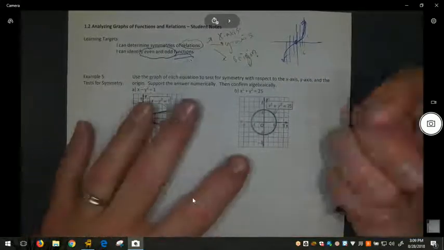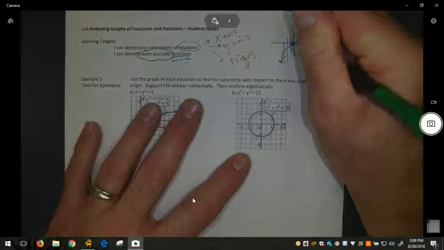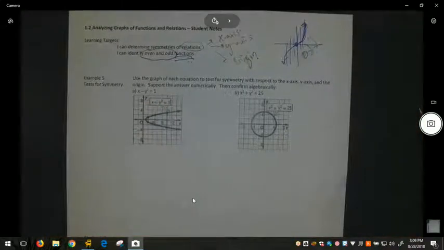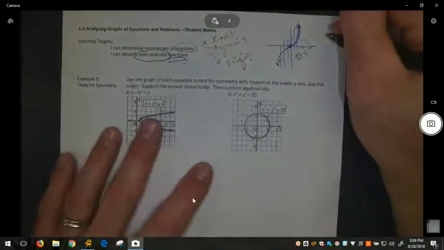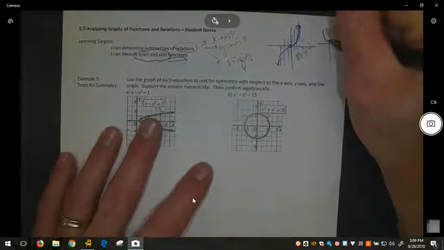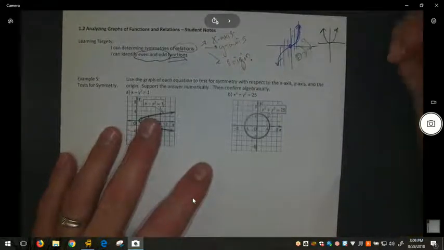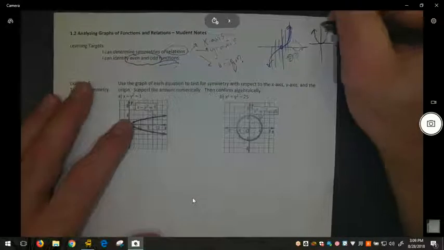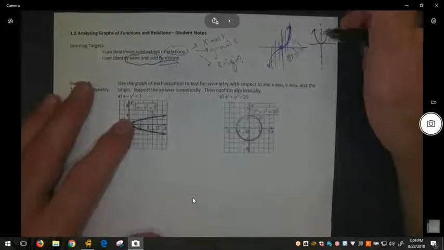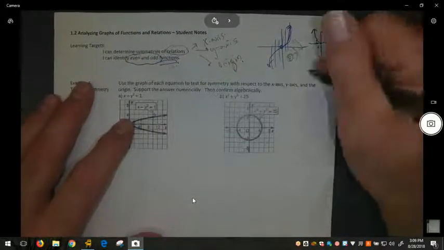We also looked at even functions. Even functions will have symmetry with the y-axis. For example, take a look at this quadratic, which has a degree of 2. It is symmetric across the y-axis. It is a function.